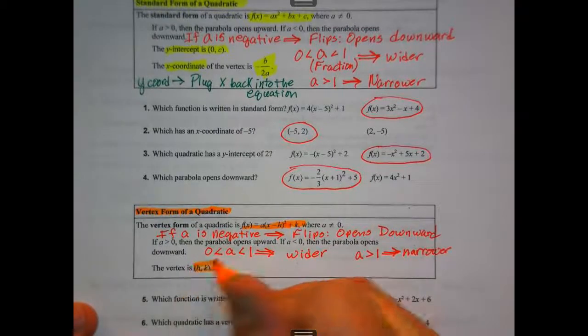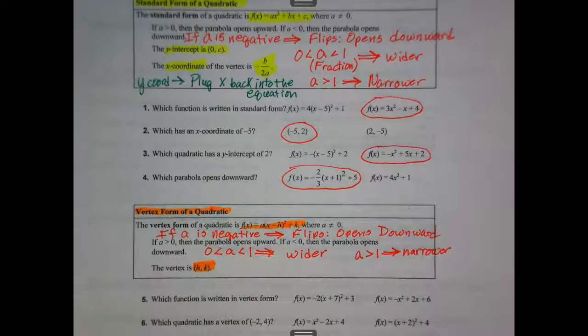Okay, what else? Oh, the vertex. Okay, actually, this is the easiest form, right? Because we can pick the vertex out immediately. Is that it? Anything else?